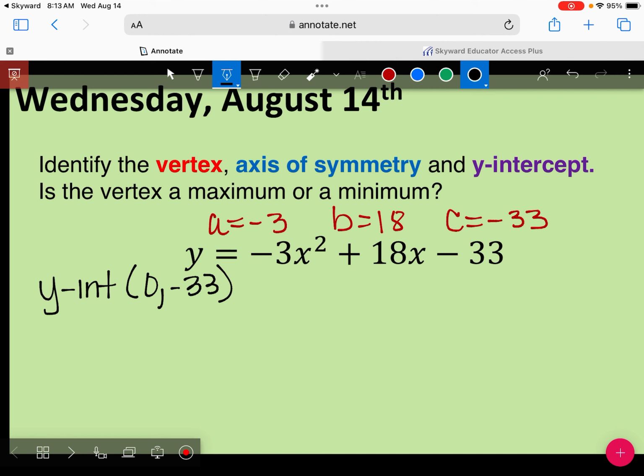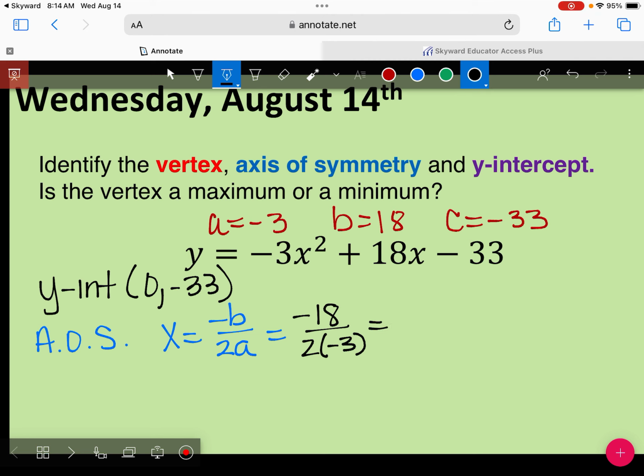All right. So now let's find the axis of symmetry. So axis of symmetry is x equals the opposite of b divided by 2a. That's your equation. So if b is positive 18, the opposite of positive 18 is negative 18. Yep, you're right. Good job. And that's divided by 2 times a, which is negative 3. So we have negative 18 divided by negative 6.